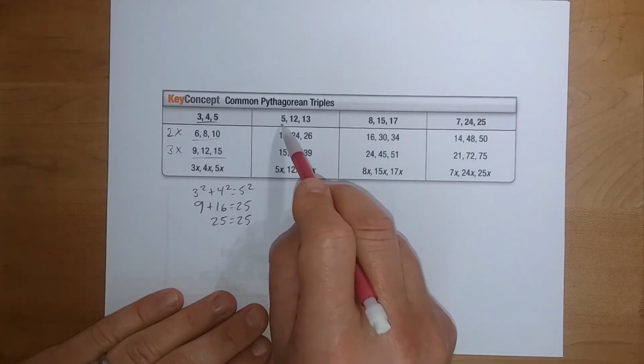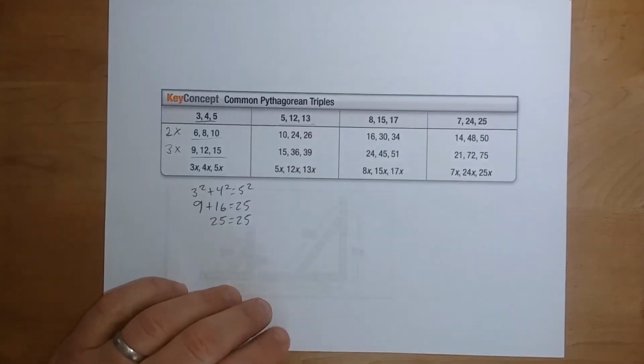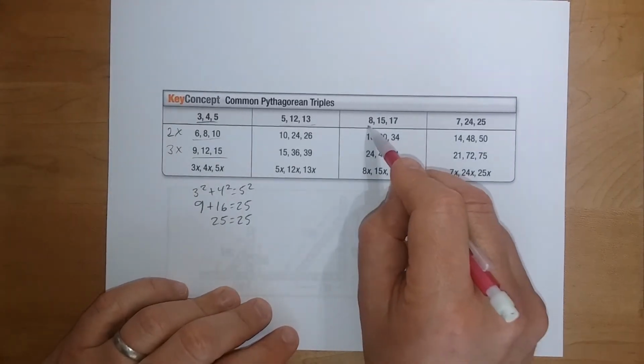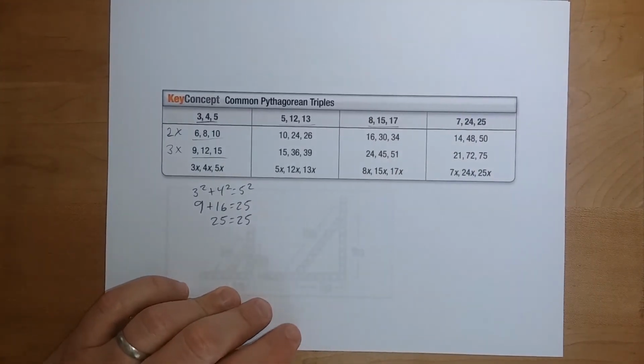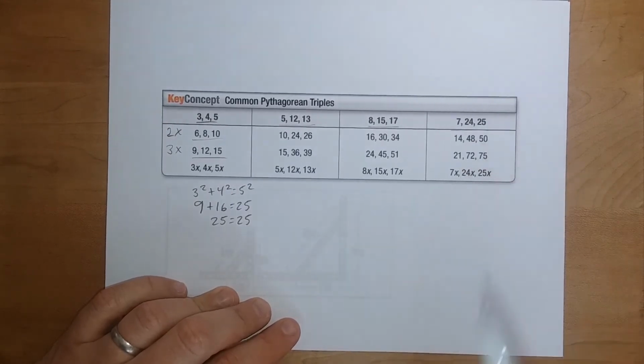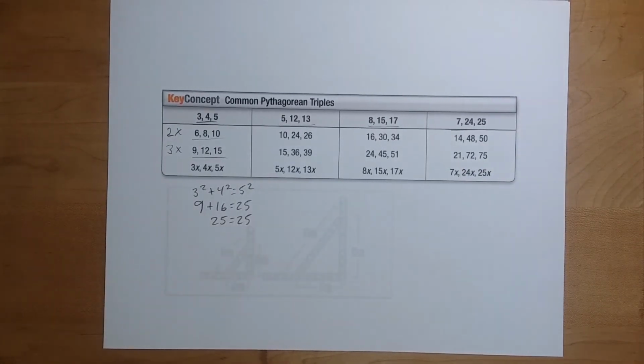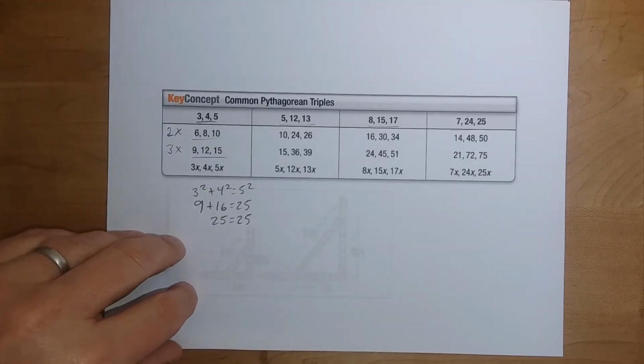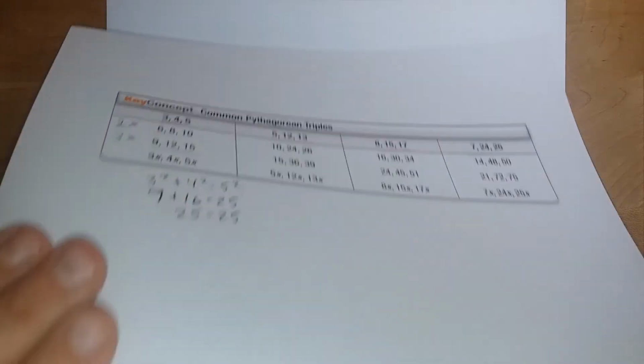Here's another common Pythagorean triple: 5, 12, 13, 8, 15, 17, and 7, 24, 25. If you forget your Pythagorean triples, this is not something you have to memorize. As long as you haven't forgotten the Pythagorean theorem, you can still solve for whatever it is you're looking for in your right triangle.